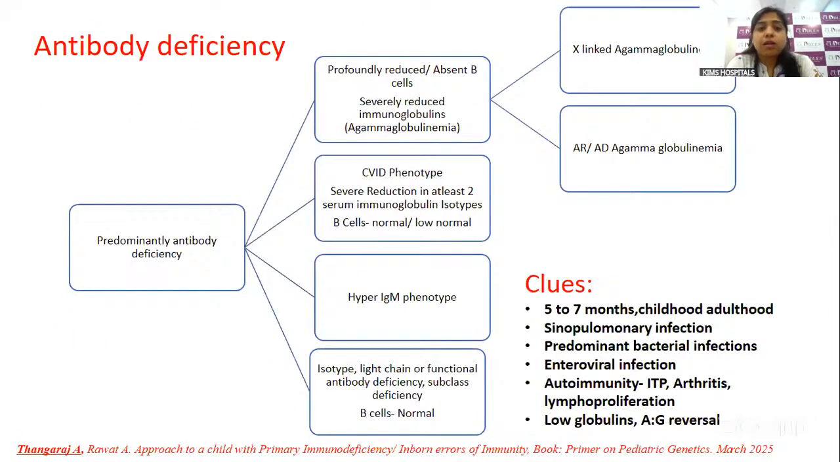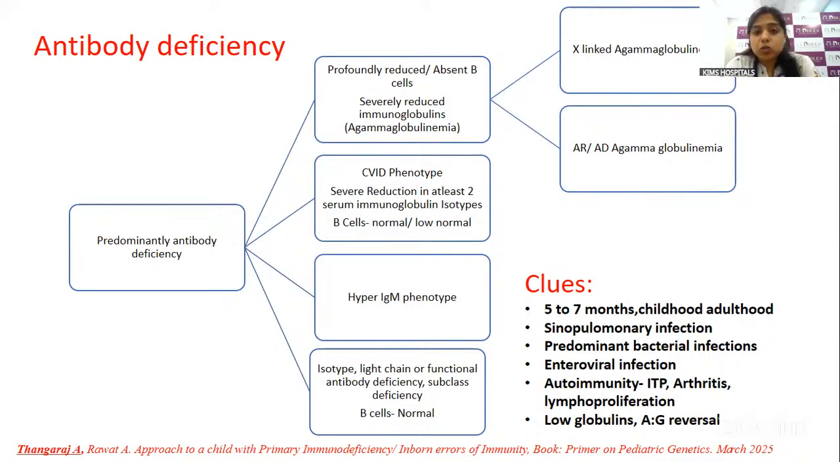Coming to antibody deficiency, generally based on the investigations, if there are profound or absent B cells with severe agammaglobulinemia, severely reduced immunoglobulins, then we say it is X-linked agammaglobulinemia. But nowadays there are autosomal recessive and autosomal dominant agammaglobulinemias also. The next spectrum of antibody deficiency is the CVID phenotype. They will have severe reduction in at least 2 serum immunoglobulin isotypes. B cells can be normal or low normal also.